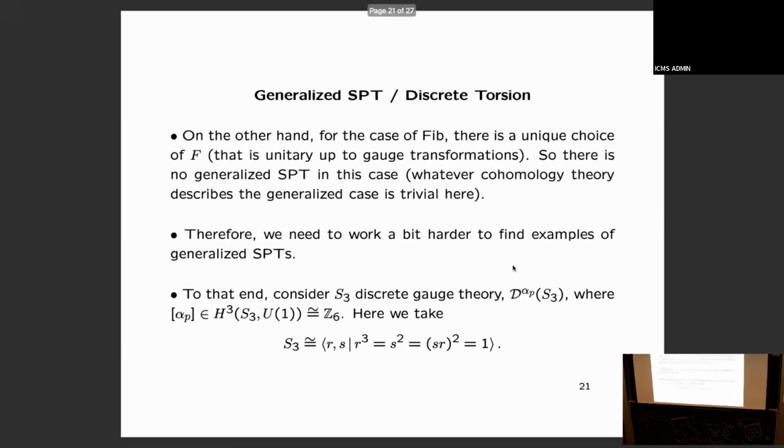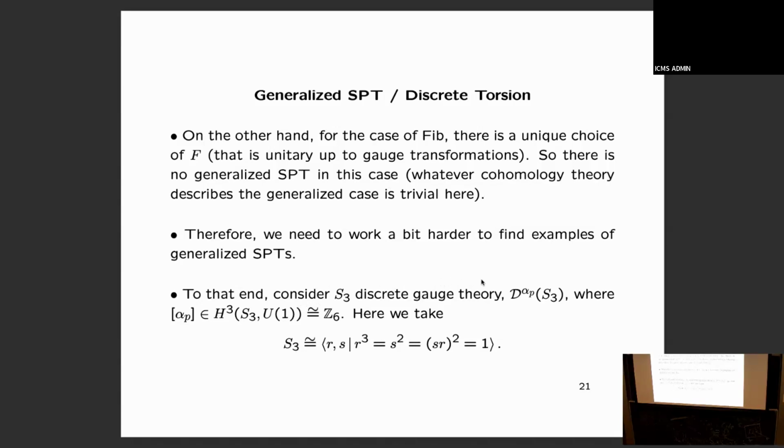On the other hand, in the case of Fibonacci, again due to Ostrik, there's a unique choice of F. So there's basically no SPT in this Fibonacci case. Whatever cohomology comes up with should yield for Fib something trivial. So what we need to do is work a little bit harder to find examples of generalized SPTs. I see I'm running very low on time, so I'm not going to go through the nitty-gritty details, but if you want, you can see some examples of this in our paper.